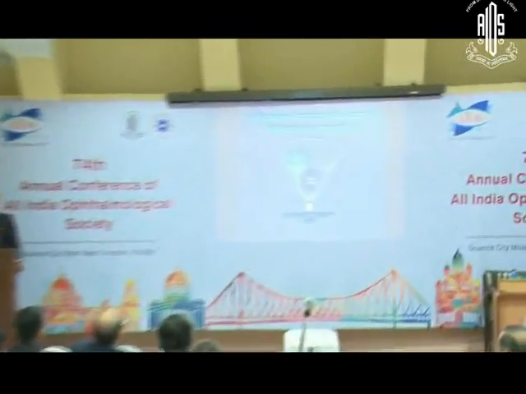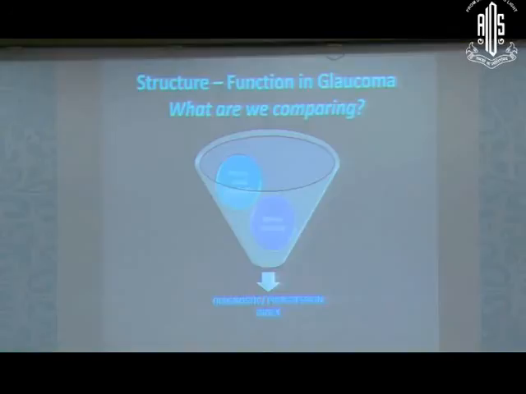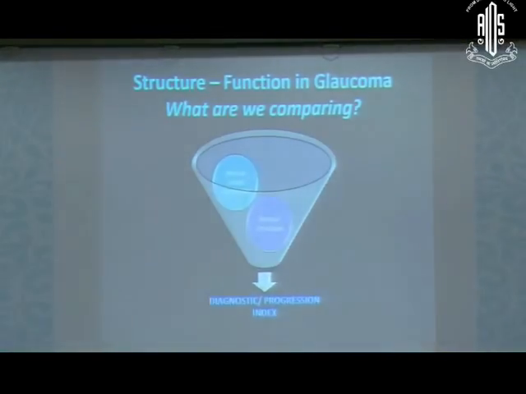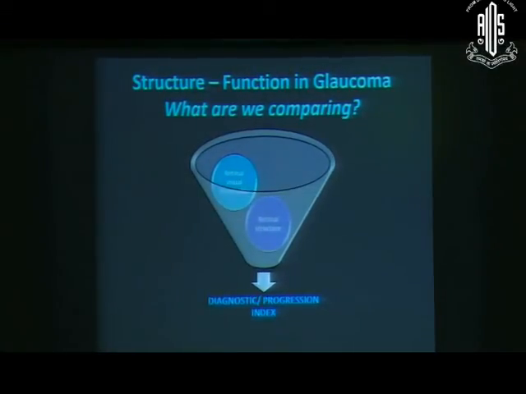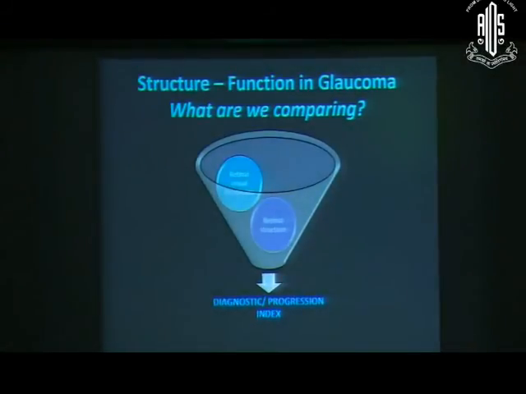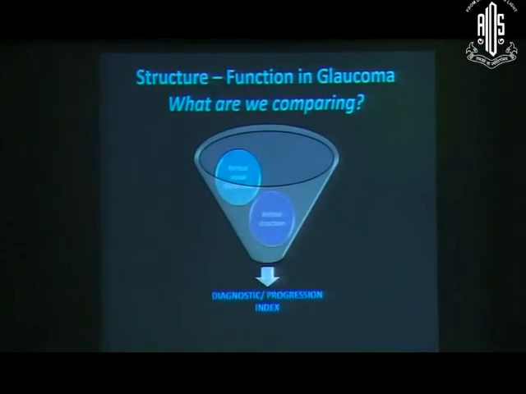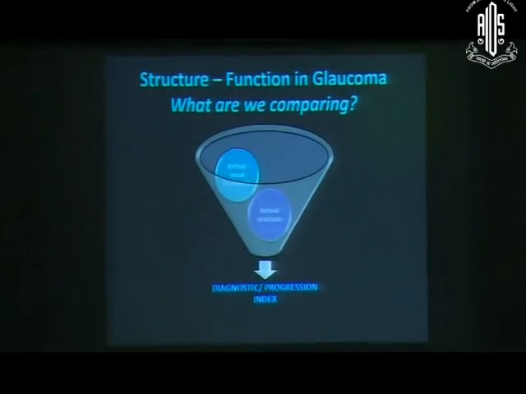I've been given a very difficult topic: what are the problems with structure and functional studies in glaucoma? What are we comparing? We're not comparing like for like. We're comparing visual fields, which are retinal sensitivity thresholds, to a retinal structure as such.